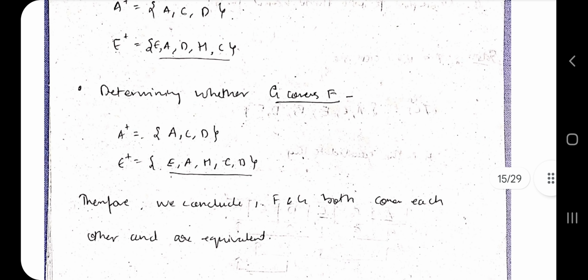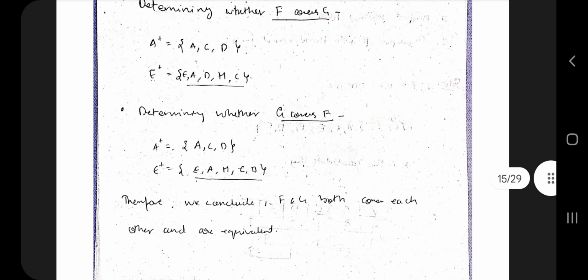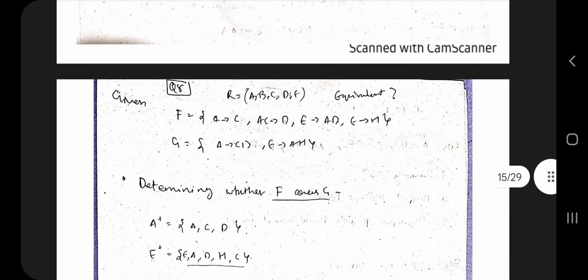Same thing I'll do for the next one also. G covers F or not. A goes to ACD, E goes to EAHCD. Same thing what I did above, same thing you have to do in the reverse order. So you'll get the same thing. If you got both the covers as same here, then what you'll write is that they both cover each other and are equivalent. Okay, that's how you find the closure.